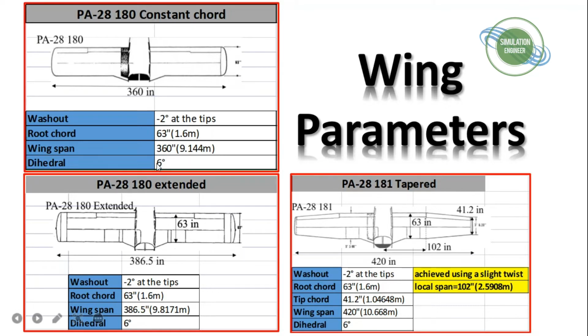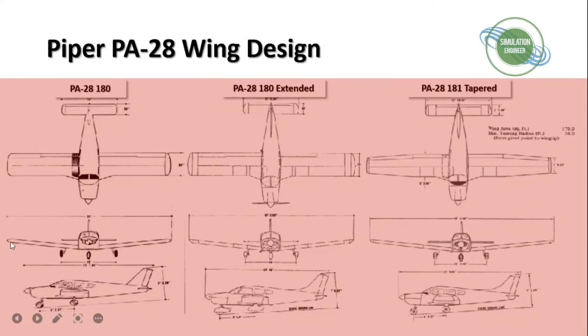This is the wingspan. The dimensions are provided in inches and in meters, and all the wings will have a dihedral of 6 degrees. If someone has no idea what dihedral is, this is the shape. It's like a V shape, so it's not really straight. If you look at each picture, this is the second view, the front view. From the front you can see this specific angle as the wing moves outwards. If we draw a horizontal line here, this will be the dihedral.